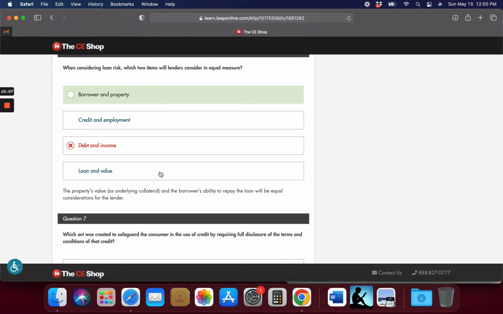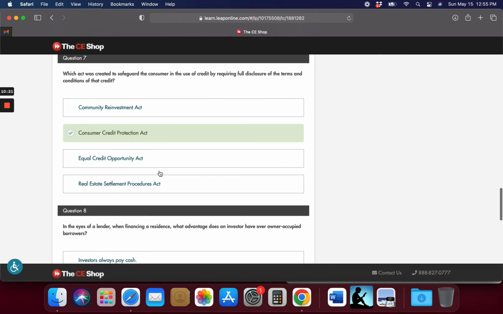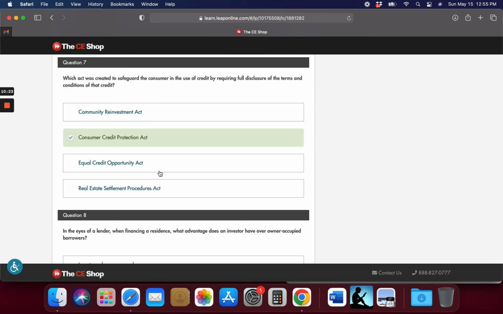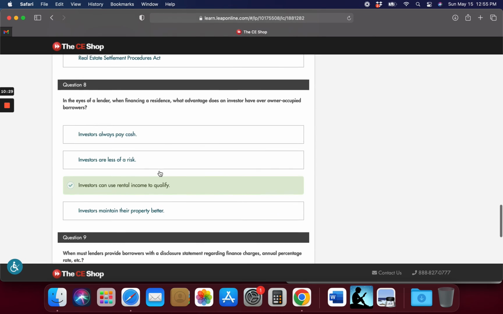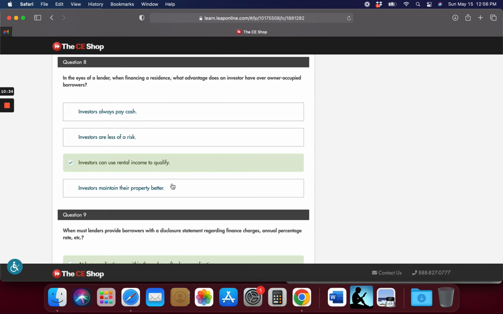The other one we got wrong here was borrower or property. Wow, would have never guessed that. Okay. Lenders consider in equal measure the borrower and the property. I guess that was on the thing. I do remember now seeing that. Okay, the Consumer Credit Protection Act safeguards the consumer. All right, investors can use rental income to qualify.